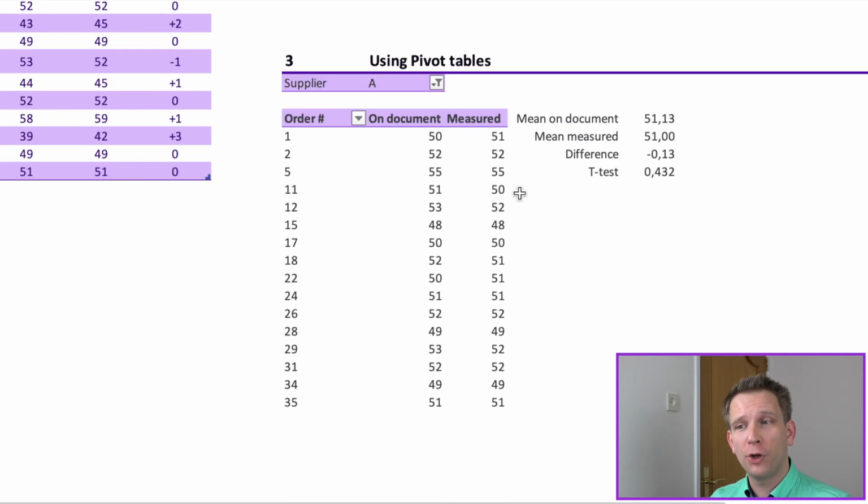Now, if we move on to a third way of doing this, I think a more intuitive way for many people is to use pivot tables. And the very nice thing that a pivot table does is that it will give you only those values that belong to whatever filter you put in here. In this case, again, only supplier A.